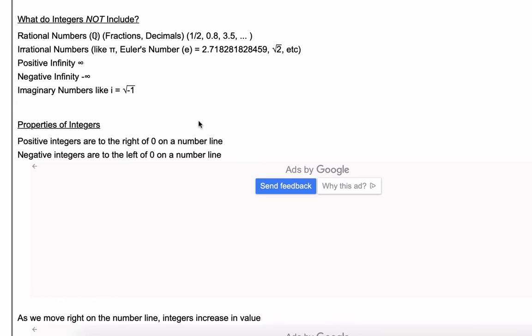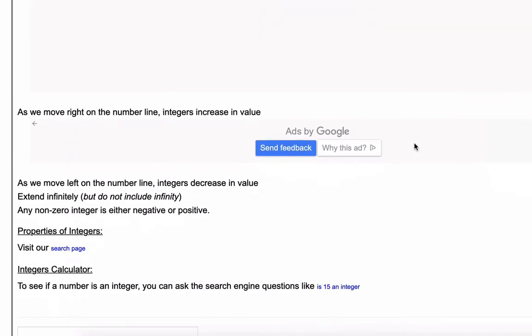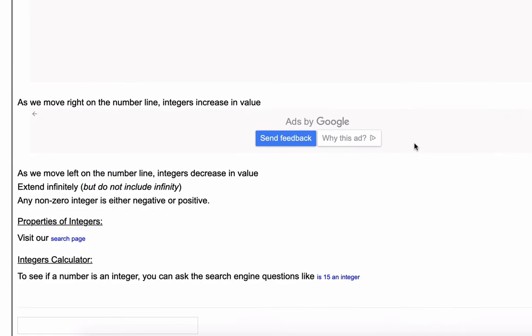Now let's look at some properties of integers. Positive integers are to the right of 0 on a number line. Negative integers are to the left of 0 on a number line. As we move right on the number line, integers increase in value. As we move left on the number line, integers decrease in value. Now it's important to note, again, integers extend infinitely but do not include infinity. And any non-zero integer is either negative or positive, with the exception of 0, of course.